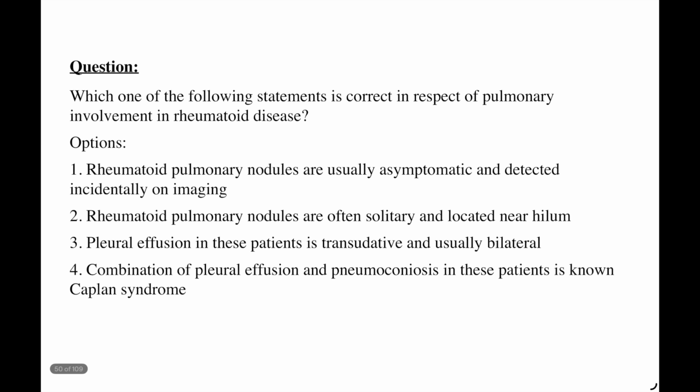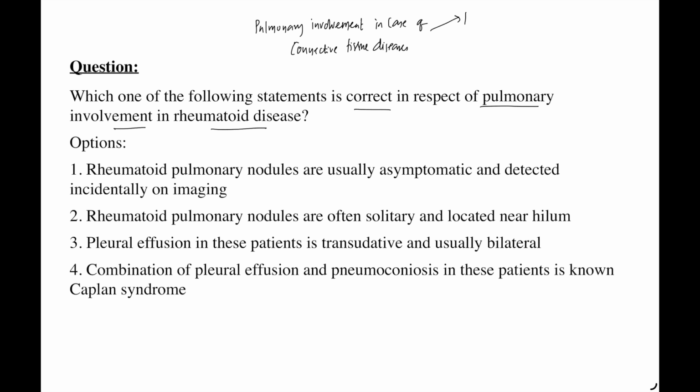1, 3 and 4. Next question, which of the following statements is correct with respect to pulmonary involvement in rheumatoid disease? This year I had seen many questions about what kind of things happen, that is pulmonary involvement in case of connective tissue diseases. One question which we already discussed was hidebound chest, which is seen in systemic sclerosis. Now they are asking what happens in lung with regards to rheumatoid disease, rheumatoid arthritis.